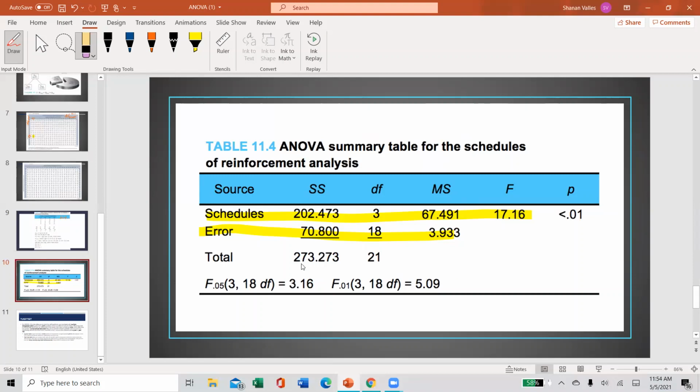So they got their SS's. Degrees of freedom: they had 4 groups, so we had 3 as our degrees of freedom treat. Degrees of freedom error is n total minus K, so it was 22 minus 4, which gave us 18. And then just a little check, the degrees of freedom total is n total minus 1, so 22 minus 1 gave us 21. Divide these across, and these are going to be your MS's. And then to calculate our F, ultimately, divide this number, and you get your F of 17.16.